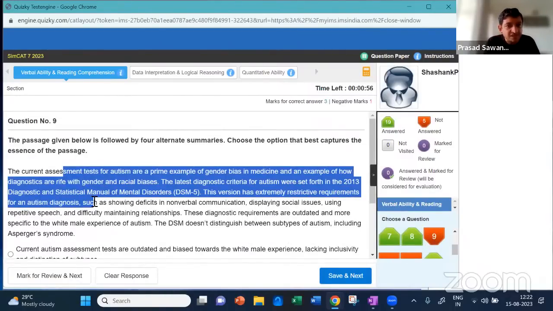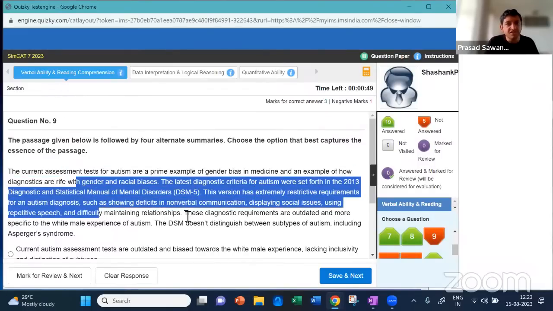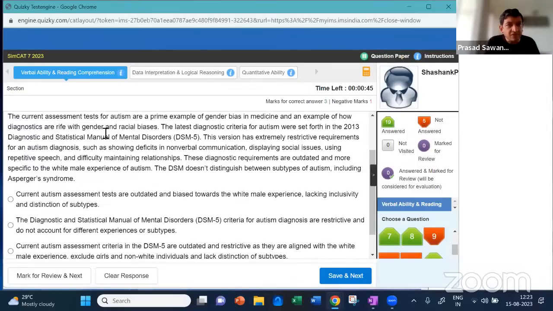This version has extremely restrictive requirements for an autism diagnosis, such as showing deficits in non-verbal communication, displaying social issues, something, gender bias in medicine. How diagnostics are rife with. Okay, I've read something on this. It's called Invisible Women. All of you might want to read that book. It's a nice book. Gender bias, at least, yes. Racial bias, I don't know.